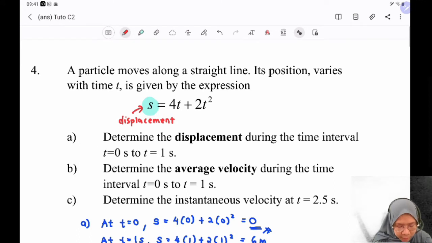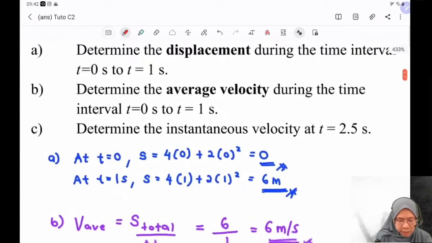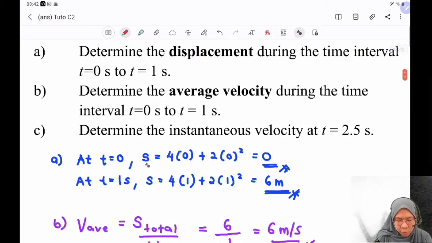Okay, number A, determine the displacement during the time interval 0 to 1 second. So, dia suruh awak cari jarak yang telah dilalui ketika jangka masa kosong sehingga 1 second. Okay, so ni apa awak kena buat adalah, we just need to substitute nilai kosong pada equation, so you will get 0, and then nilai 1 pada equation akan dapat 6 meter. Okay, so kita punya jarak perjalanan dia adalah S is equals to 6 minus 0, so kita dapat 6 meter.